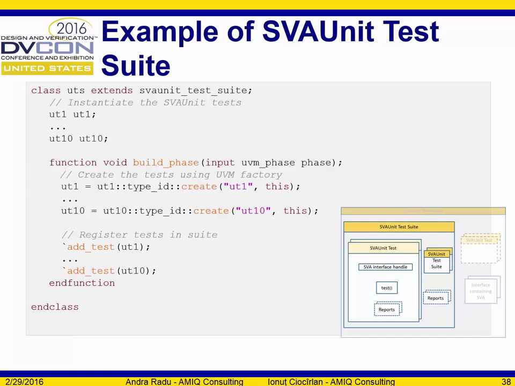Now, to make a test suite of our simple unit tests is very simple. You just have to instantiate all the unit tests you've built up to now. You create them using the simple UVM factory. Then, using the add test macro, you add each unit test to our test suite. And you're done: you have a working test suite that, when it starts, will run everything sequentially and provide reports for it.